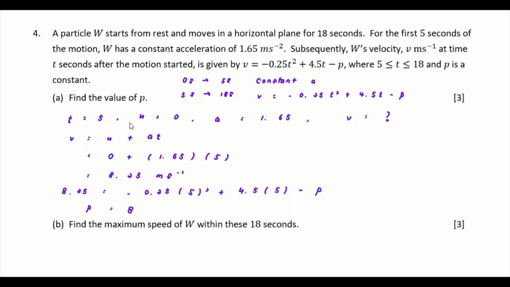Okay, so from here, by substitution you get 8.25, and you get the first mark. Then for you to understand that the velocity when you substitute here is going to be the same, you get the second mark, then the answer for the last mark. So 3 marks for this question. Okay, so now let's move on to B.